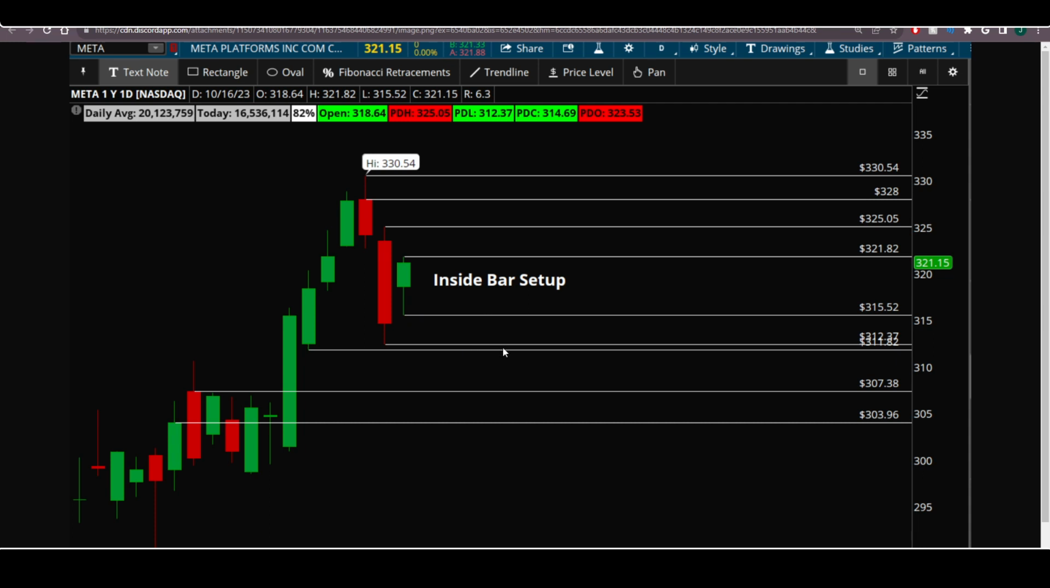Was aiming for this 313 area. You could even round up your levels. Does it have to be exactly 312.37 you aim for? No. You could say, well, I'm going to aim for 312.50, make it a more psychological number, or even 313.